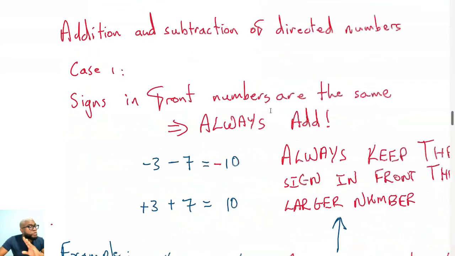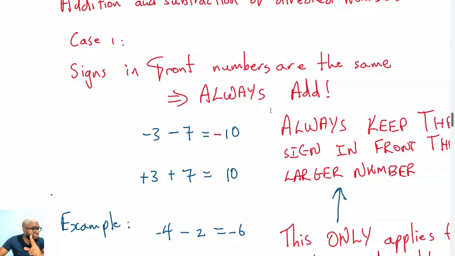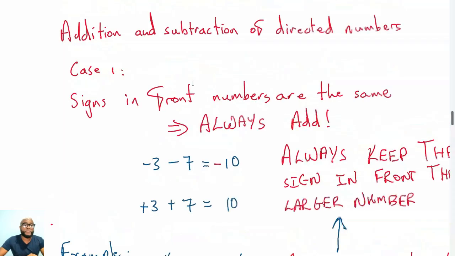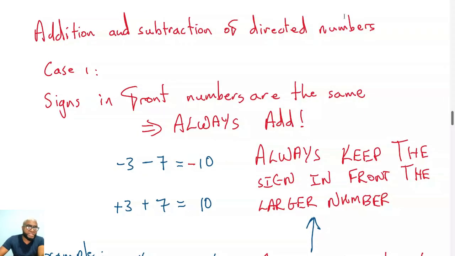So we're going on to something totally different now, which is addition and subtraction. So we're running back through this. Addition and subtraction of directed numbers. Case 1. Signs in front of numbers are the same, means we always add. So if I have negative 3 minus 7, the sign in front of the numbers, let me call it to the left, are the same, so I add. I am not concerned with what sign is in the middle. I'm concerned with what sign is in front of each number.